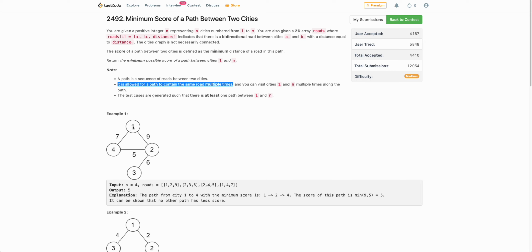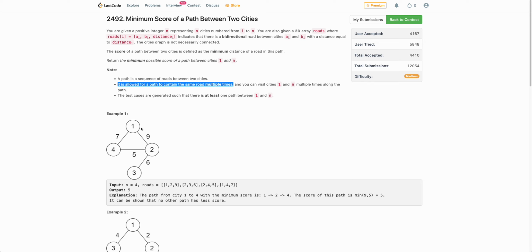So in total, let's say you choose path 1, 2, 4. You want to go from 1 to 4, and you will first go to 2 and then go to 4. So in this path, what is the score? Score is the minimum value of the distance. Here the distance is 9, here the distance is 5. So you will just take the minimum of 9 and 5, which is 5. And 5 is your answer. 5 is the score of the path 1 to 2 and then 2 to 4, right? Similarly, you have to calculate the minimum possible score for all the paths which start from 1 and end at n. In this case, n is 4. Okay, so that's the problem.